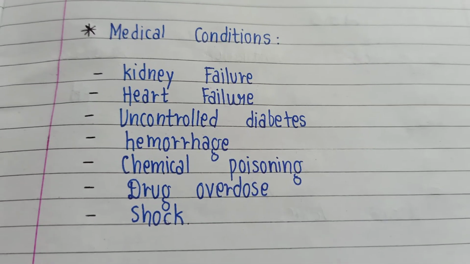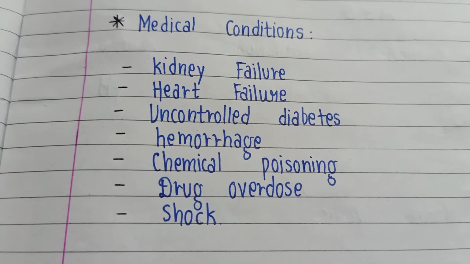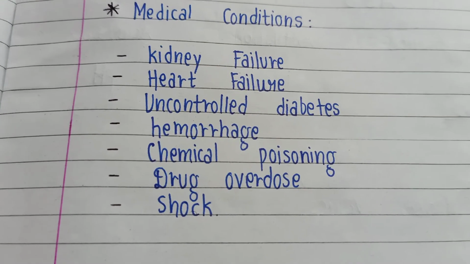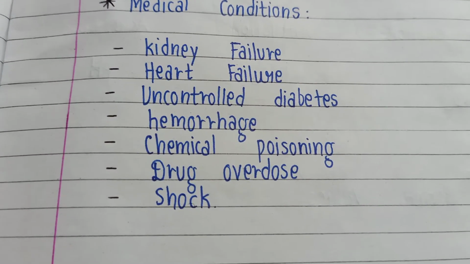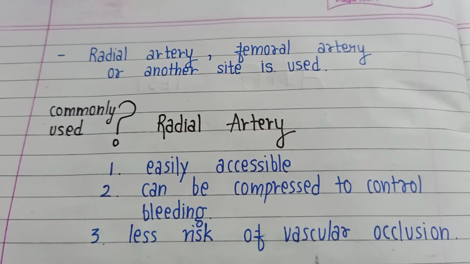Now these are the medical conditions in which ABG analysis is done: kidney failure, heart failure, uncontrolled diabetes, hemorrhage, then chemical poisoning, drug overdose and shock conditions.